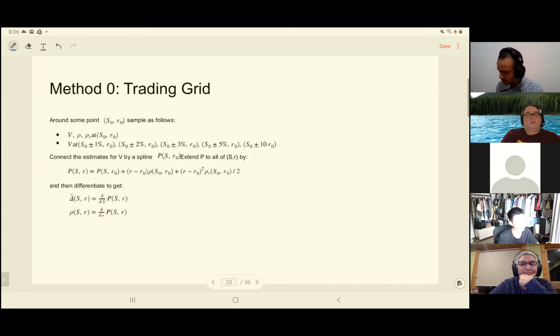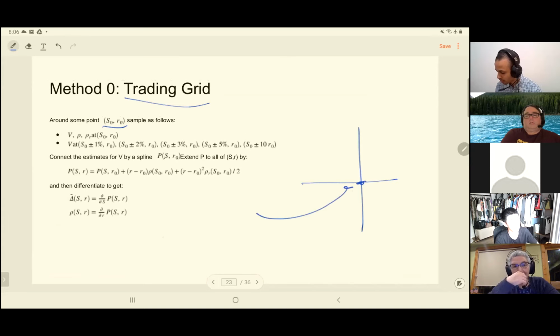Okay, so let's look at this first of our interpolation methods. The way that we're going to do it is, let's say that we're centered currently at some point S0, R0. So this is our point here. What we'll do is we'll sample at this point S0, R0, V, rho, the derivative of rho with respect to R, those three things there. And then at some other points, plus or minus 1%, plus or minus 2%, plus or minus 3, 5, and 10, we'll actually just sample V.